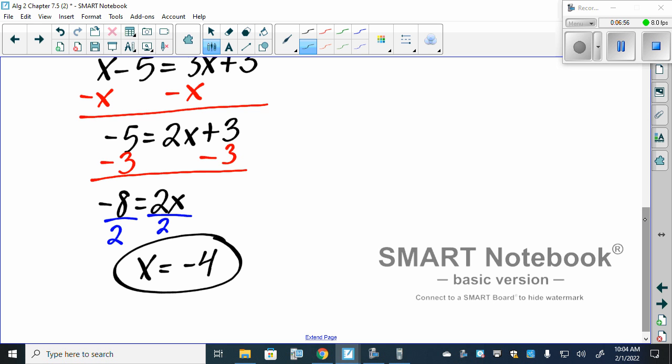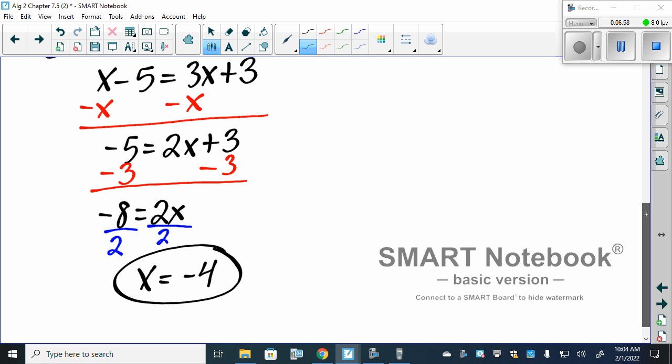Now, we got x is equal to negative 4. Was that one of our two restrictions? No, because our restrictions were negative 1, I believe, and 0. So, negative 4 is the solution, and that works. Questions on this here?